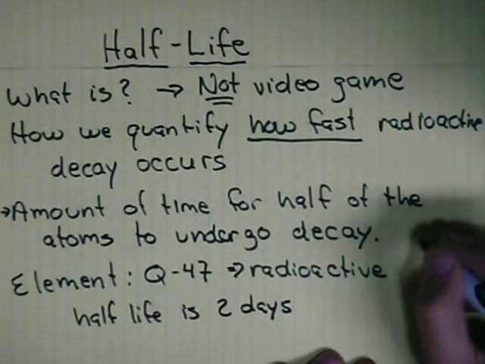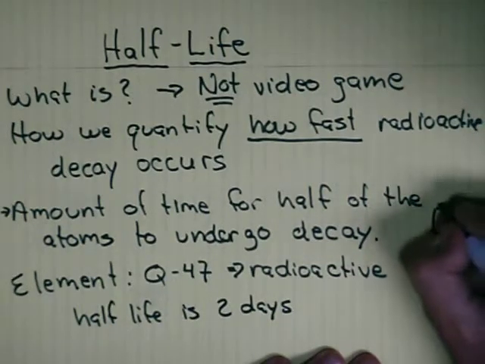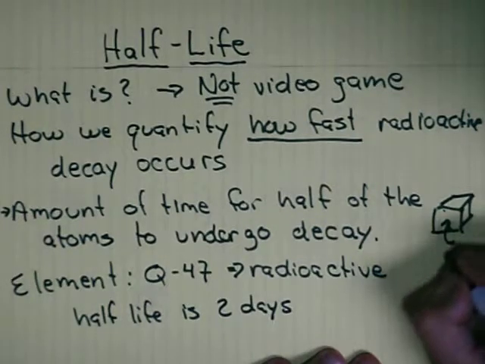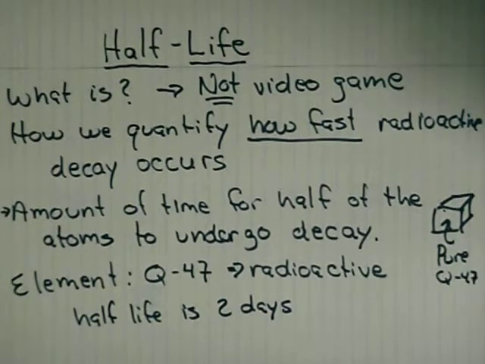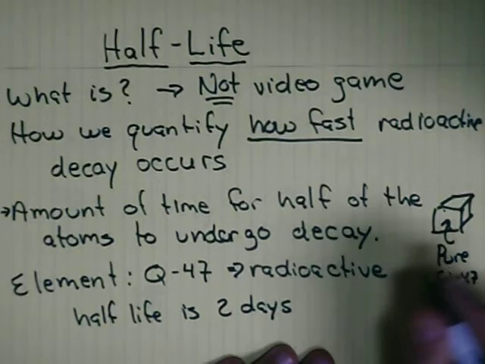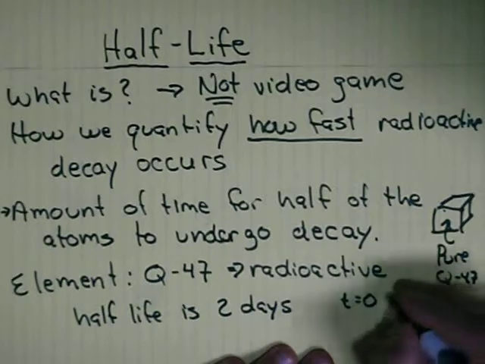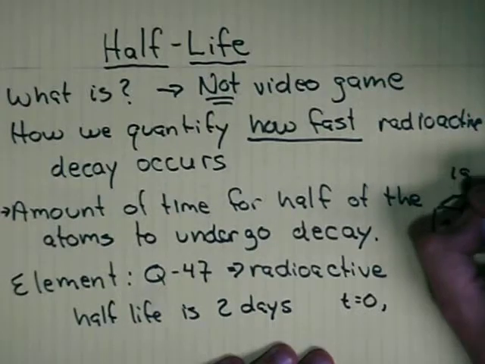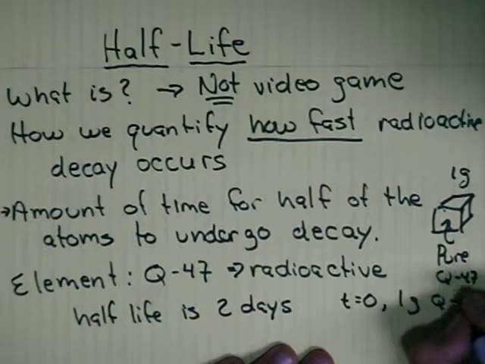So what this means is that, say you have a box or a cube of pure Q47. Right at the very beginning, at time equal to 0, so right when you start, it's a pure box and you've got 1 gram. You will have 1 gram of Q47.